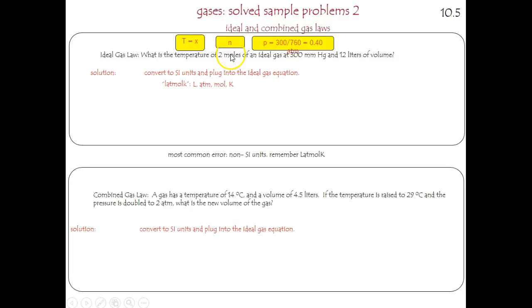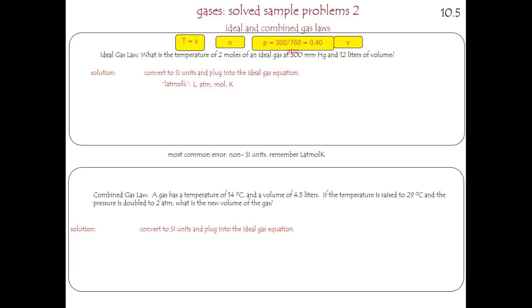So moles is good, but pressure we have converted to atmospheres, recognizing that 760 millimeters of mercury equals an atmosphere, and we have a little less than half of that. So that looks reasonable. We have 12 liters of volume. That is liters, so that's a good unit. And it's time to go ahead and solve it.